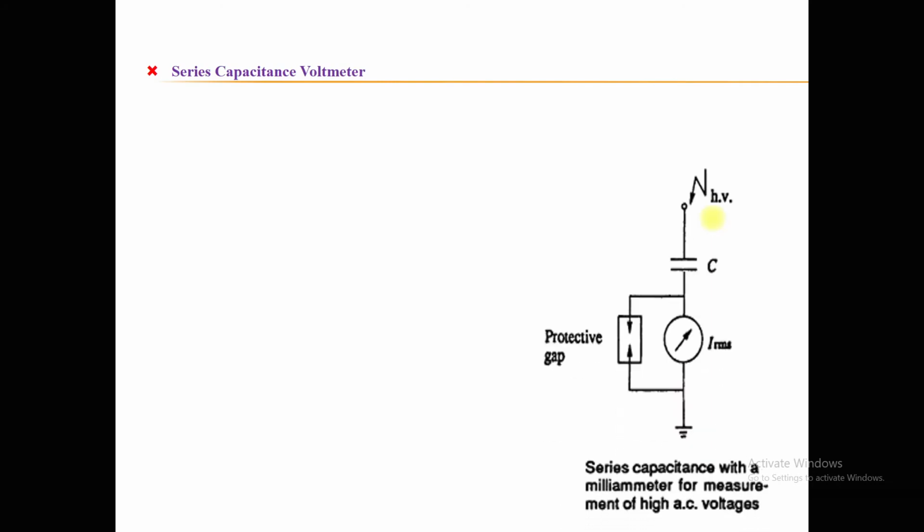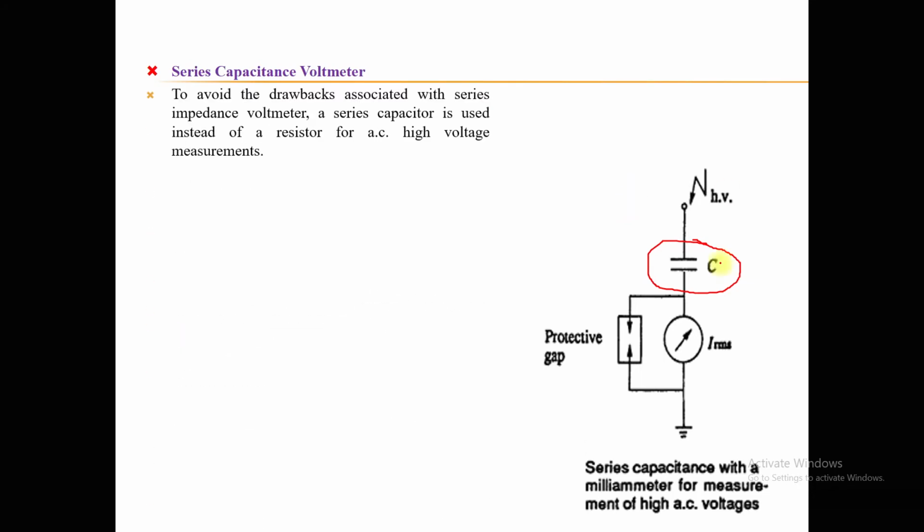The other one is the series capacitance voltmeter. In the previous method, we connected the resistances in series with the high voltage source, whereas in the series capacitance voltmeter, the capacitor is connected in series with the source. Normally here you can measure the RMS value of the current. Specifically, this method is applied for the measurement of high voltage AC at power frequencies. To avoid the drawbacks associated with the series impedance voltmeter, the series capacitor is used instead of a resistor for AC high voltage measurement. Here we can avoid the problems associated with the resistors.